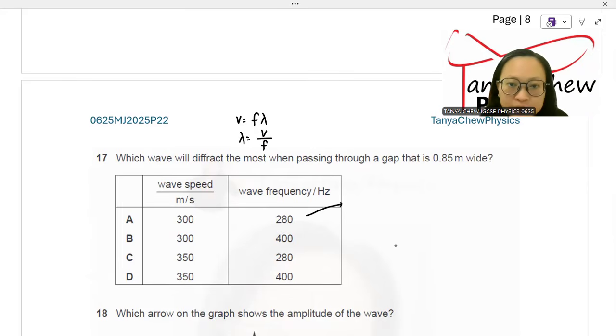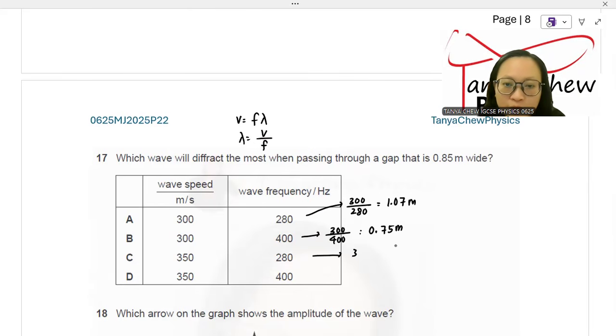So I'm going to use the wave speed. 300 divided by 280, and I got the value which is 1.07 meter. Second, 300 divided by 400, wave speed divided by wave frequency, which is equal to 0.75 meter.